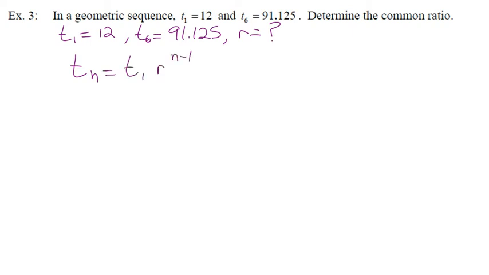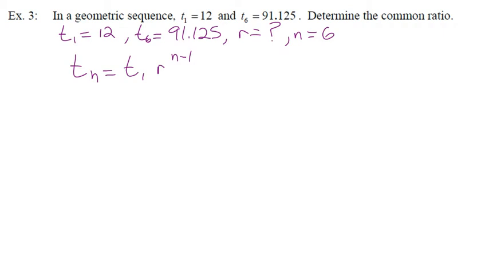And say, oh okay, well, we know T6. Let's put that in as T sub n, which will make n equal to 6. So I can put a 6 here. And T1 is 12. So I know this, and I know this. That leaves me one unknown.